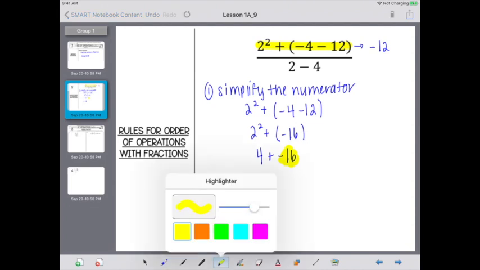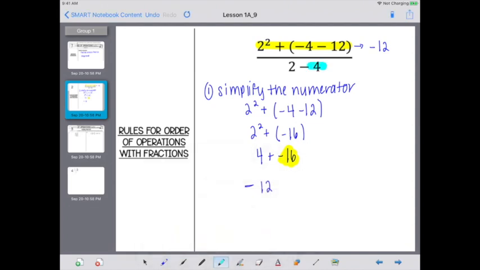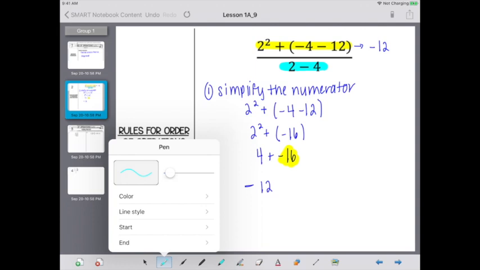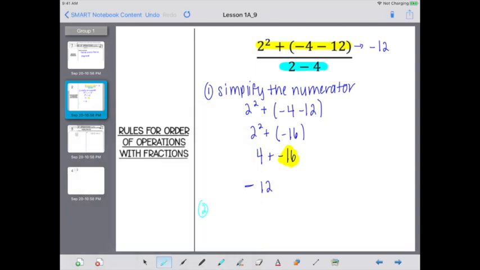The second step is to simplify your denominator. So we have 2 minus 4, which is also known as 2 plus negative 4. Different signs, our answer is going to be negative. And the difference is 2. So negative 12 divided by negative 2.